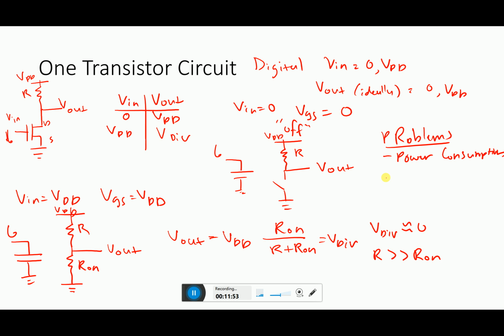So that's one problem. And the second one is that it's breaking our digital abstraction. If you notice, VDiv is not precisely equal to 0, and unless R is much greater than R on, we can't guarantee that VDiv is close to 0. And that's a problem. So how do we fix these? Well, instead of a resistor, we can put a different type of transistor. So enter the CMOS inverter.